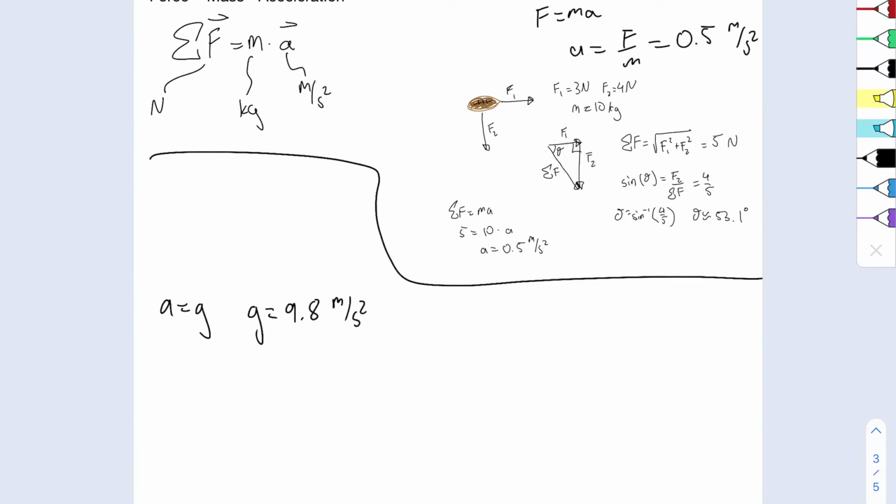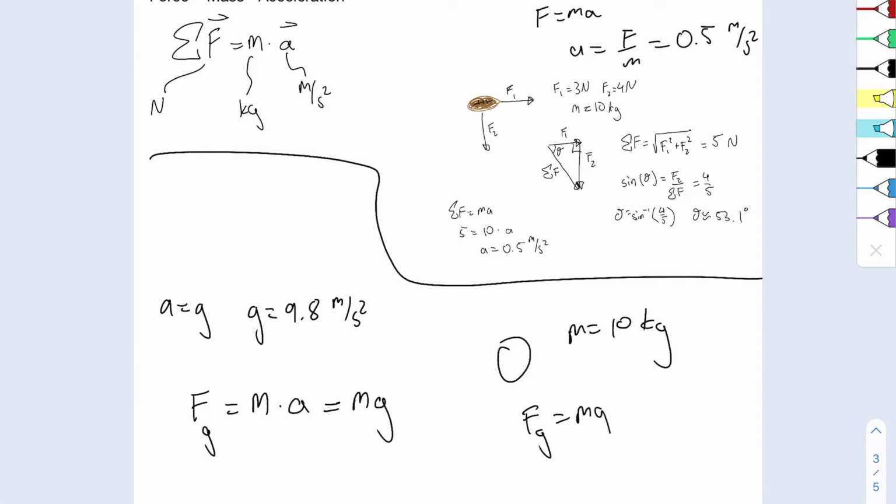So now if we want to find out what the force from gravity is, we can use Newton's second law. The force of gravity is equal to an object's mass times its acceleration. And since a is just g, we have force is m times g. So if we had some ball right here with a mass of 10 kilograms, the force of gravity on it would just be mg, and that would be 98 newtons.